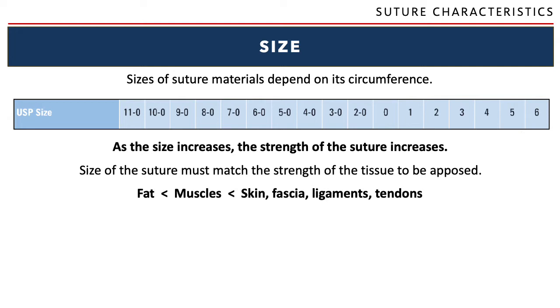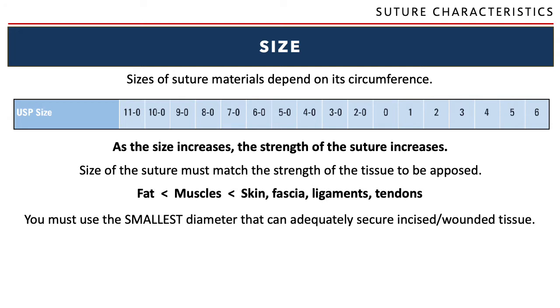And as we go up, in terms of strength, muscles would be stronger, but the skin, the fascia, the ligaments, and the tendons would be the strongest and would require bigger suture than what you would require for fat in the muscles. And the rule is that you must use the smallest diameter that can adequately secure incised or wounded tissue.